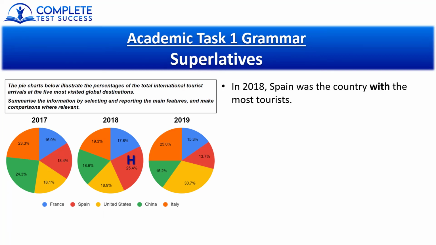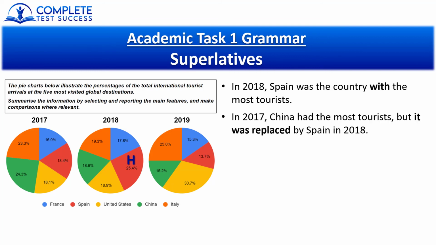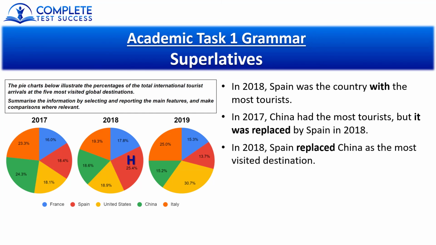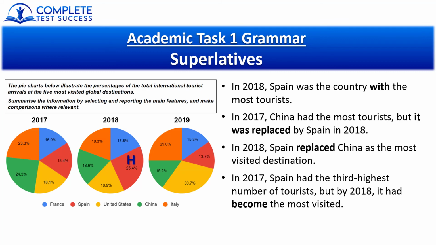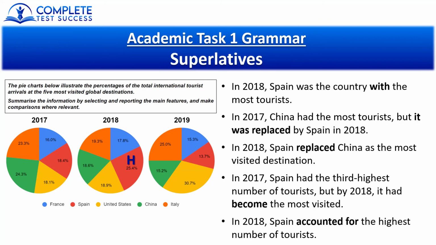In 2018, Spain was the country with the most tourists. In 2017, China had the most tourists, but it was replaced by Spain in 2018. In 2018, Spain replaced China as the most visited destination. In 2017, Spain had the third highest number of tourists, but by 2018, it had become the most visited. In 2018, Spain accounted for the highest number of tourists.